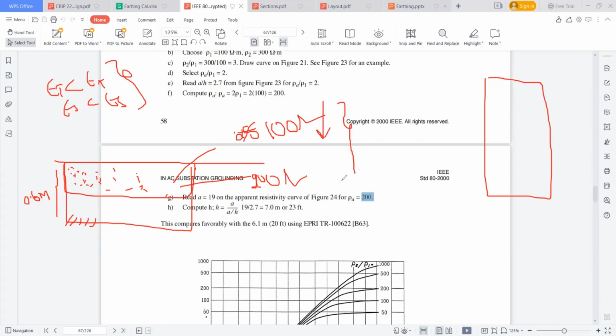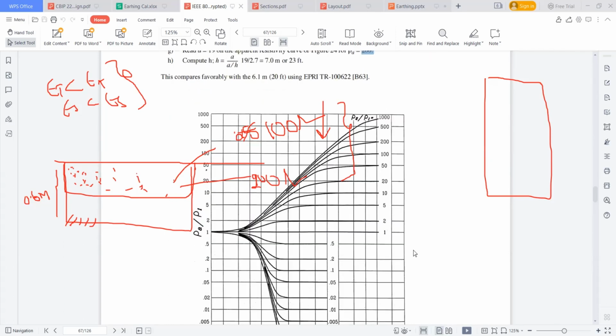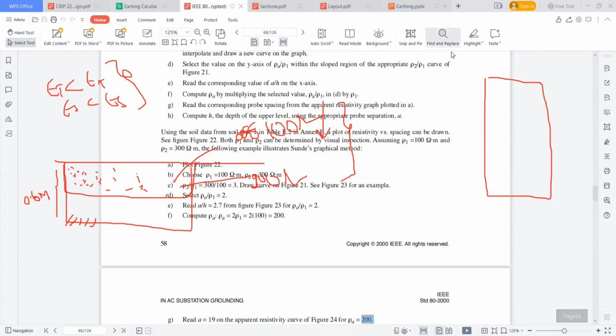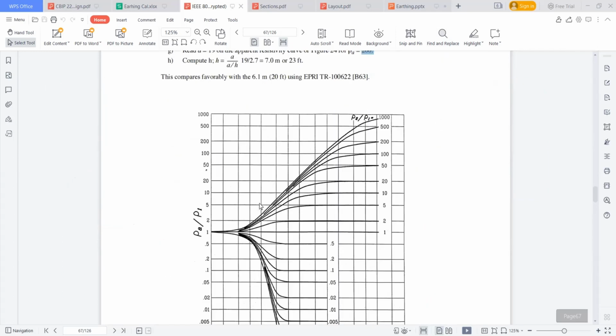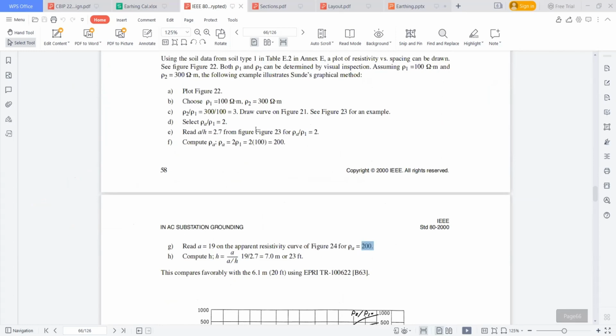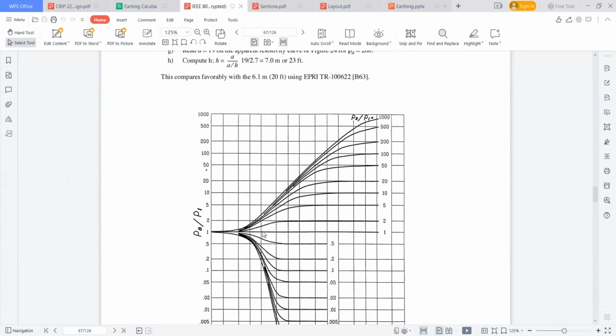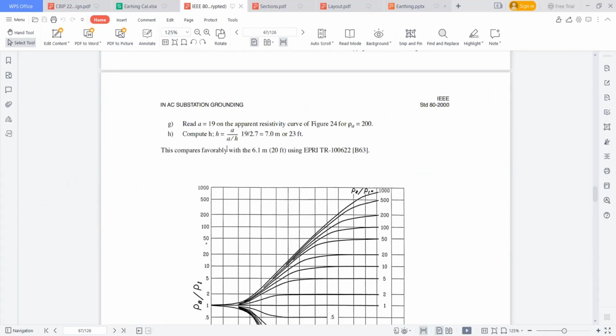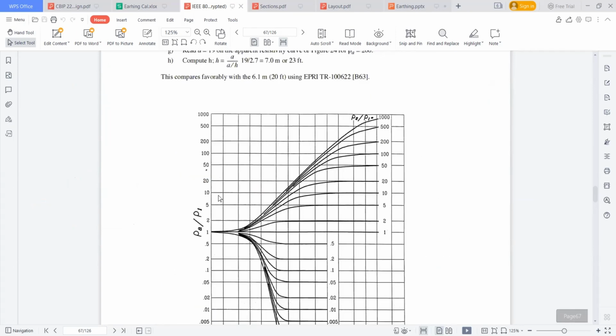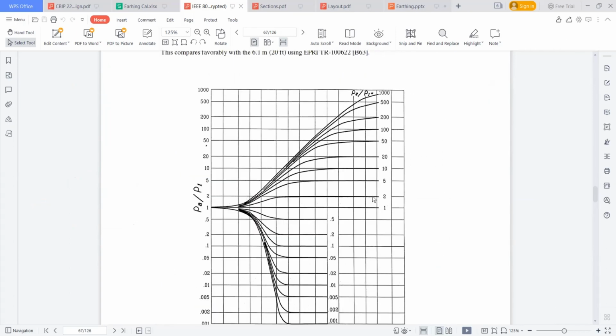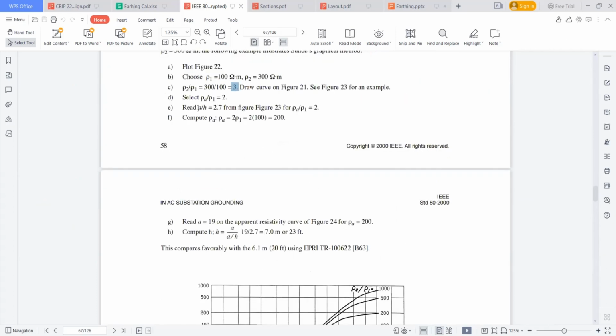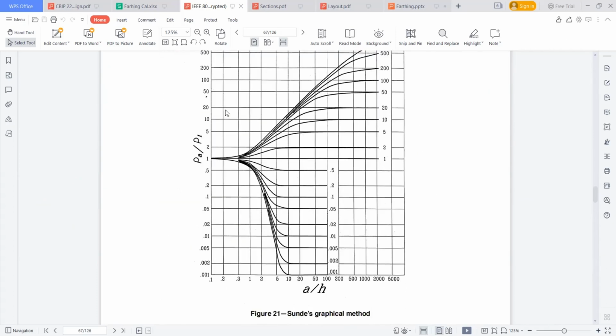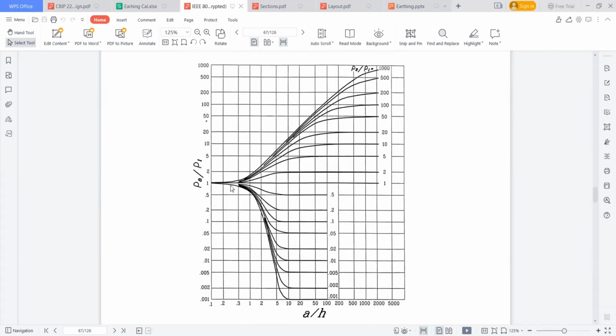For this, you have to calculate the apparent resistivity of the soil, because you are having two types of soils. So that calculation is with respect to this Sunde's graph method. I am plotting the P1, P2s. And I found that 100 by 300, bar 100, 3. And I'm drawing a curve here on the 3, maybe at some part, PA by P1 equal to 2, this curve. And read the A by H equal to 2.7.